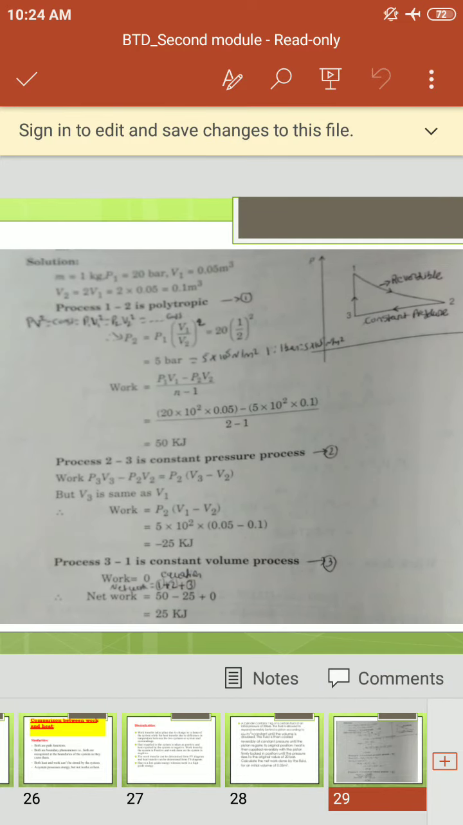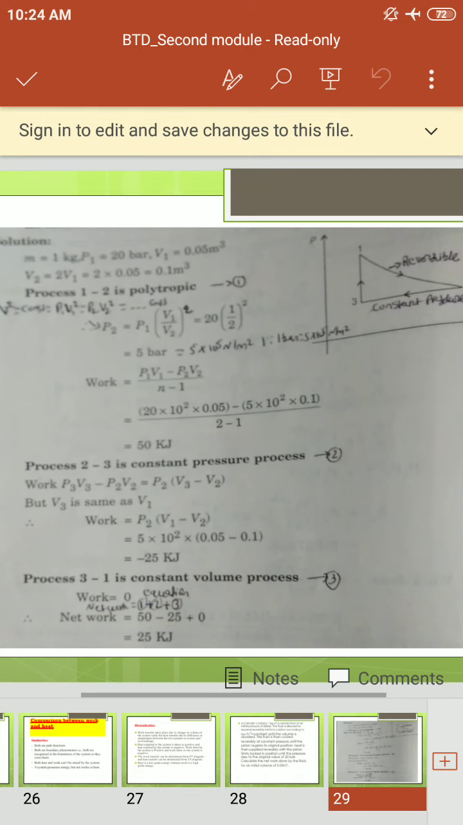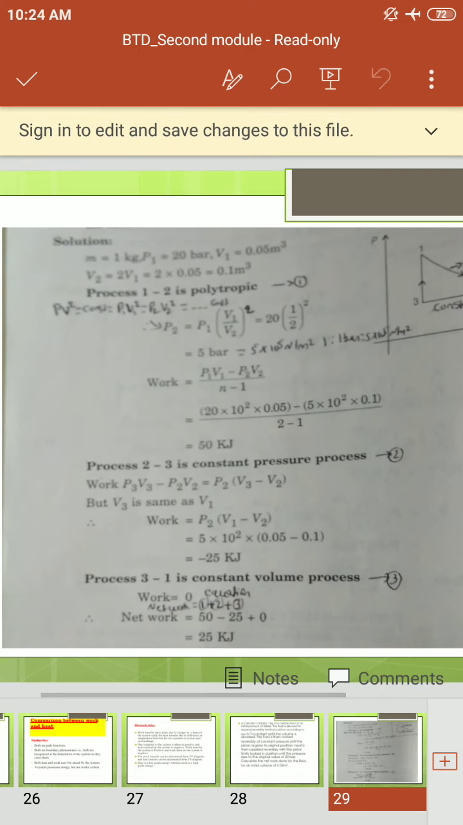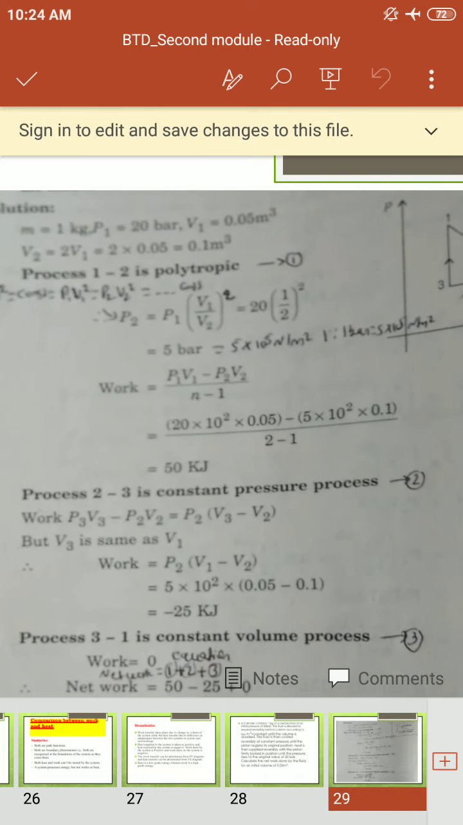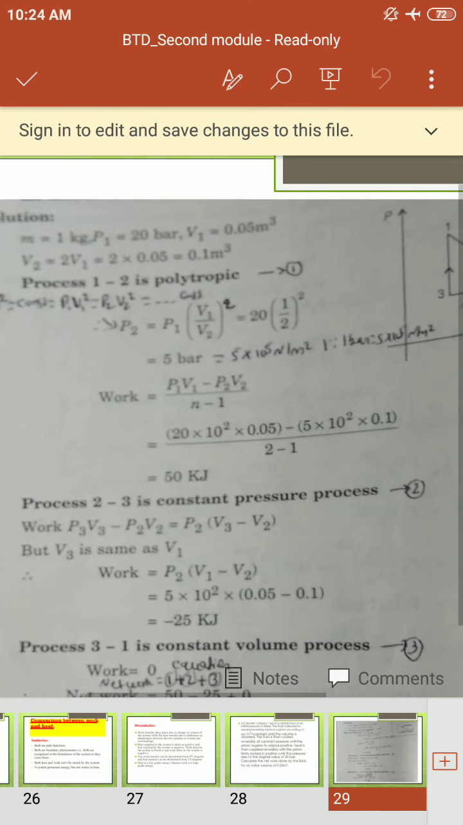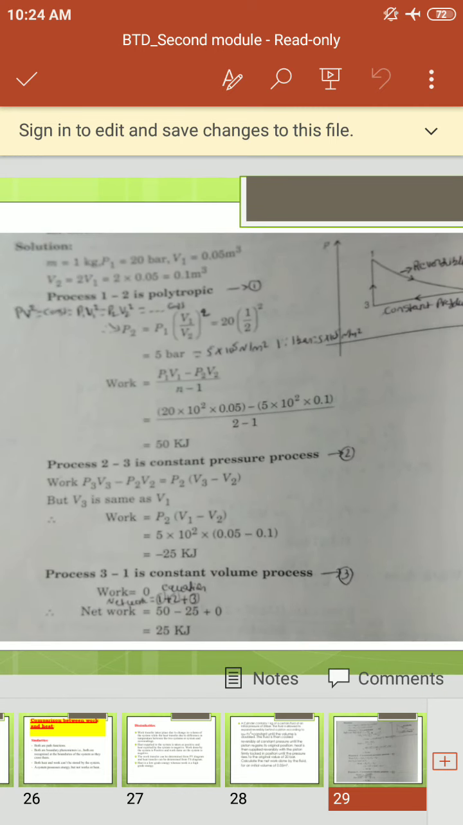Now, what is the work done in a polytropic process? For 1 to 2, work done equals (P1 V1 minus P2 V2) by (n minus 1). Okay. Why do you have to calculate P2? Because P1 is given, V1 is given, but P2 we don't know, therefore you have to find the value of P2. V2 you know, therefore once you know all values, substitute here.